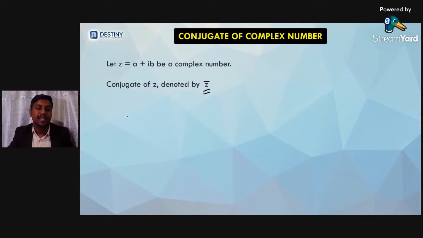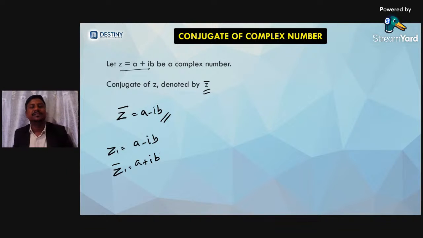What is conjugate representation? Z bar. If z is equal to a plus ib, z bar will be a minus ib. That's it. Very easy. We just change the sign of the imaginary number to the opposite sign. If z is equal to a minus ib, z bar will become a plus ib. That's it. Did you understand? Simple concept. Like imaginary numbers, we should change the sign. That's it.